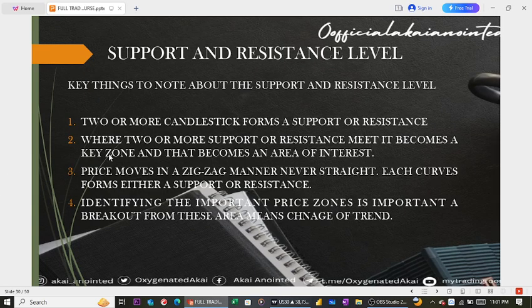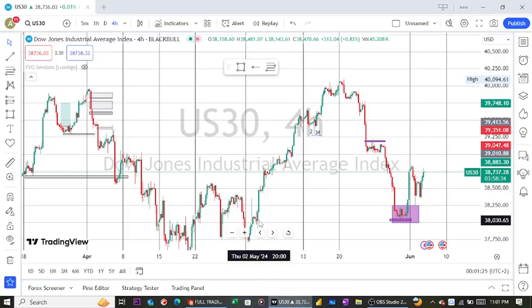So now, price moves in a zigzag manner, never straight. Each curve forms either a support or resistance level. It's not a key level, but it's forming a support and resistance level. As price returns back through that place, it seems to respect it at a point, but not that much, except it is a strong level. So we saw price move forward, it came down, it formed a support.